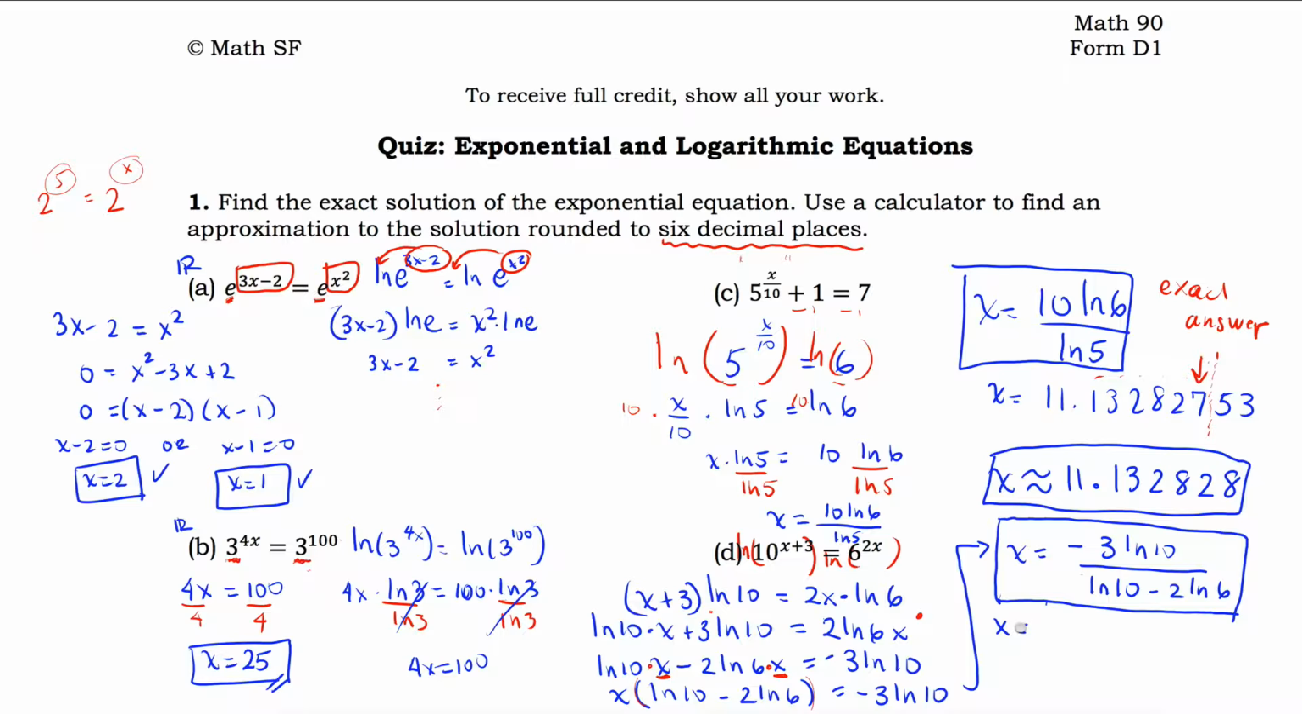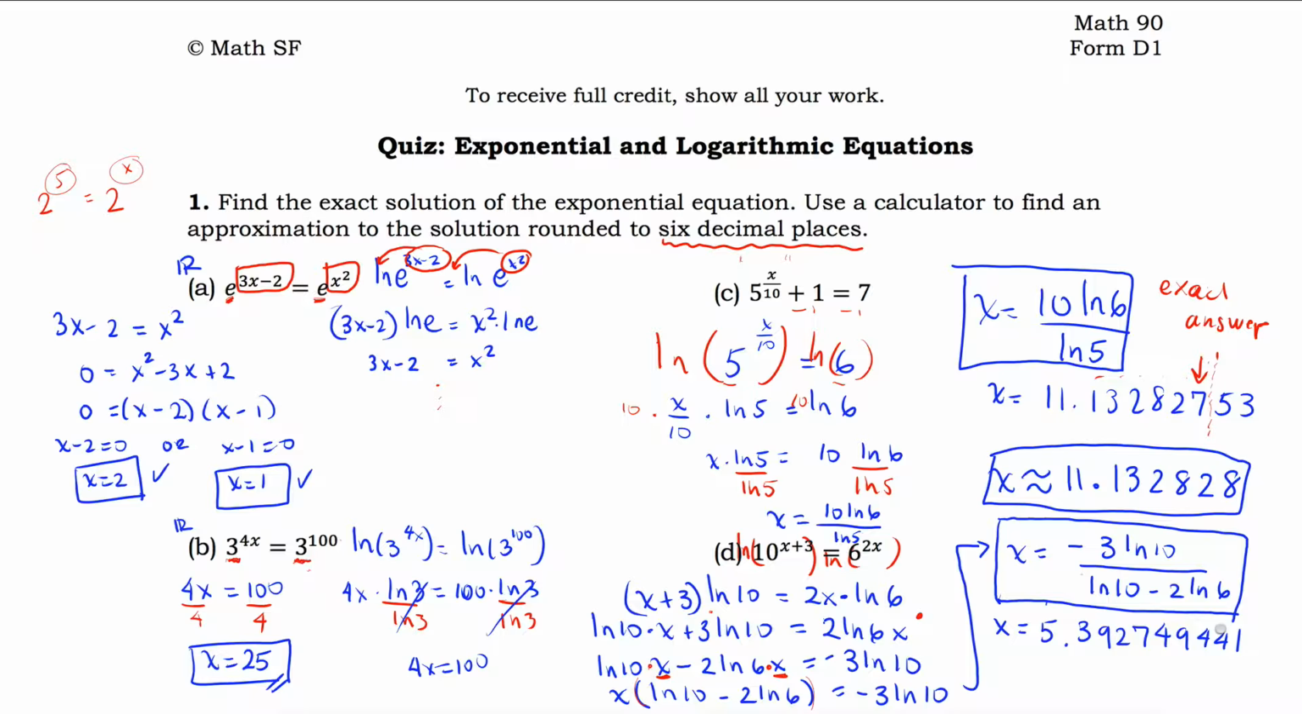So I'm going to just crunch everything on my calculator. So I have negative 3 ln of 10, all over, so be careful how you input that, ln of 10 minus twice ln of 6, and that should be approximated, so that gives me 5.39274941. Okay, that's as many digits as my calculator is giving me.